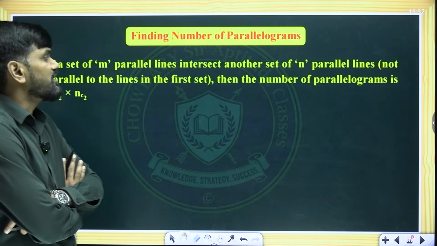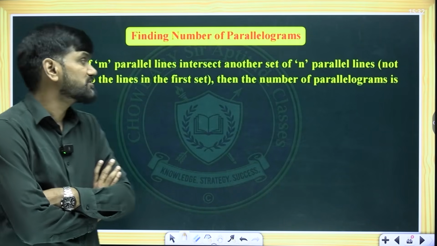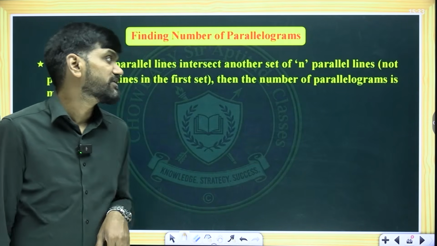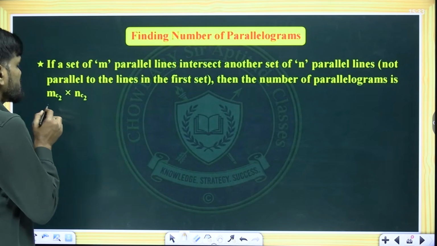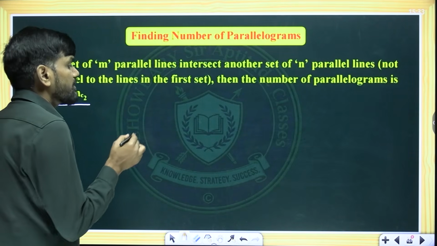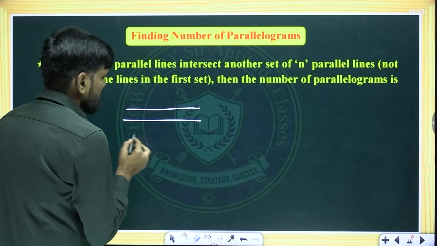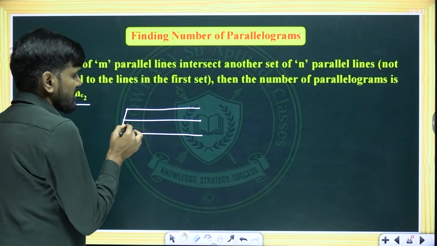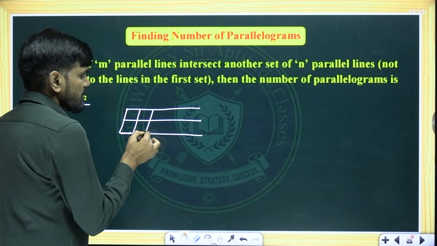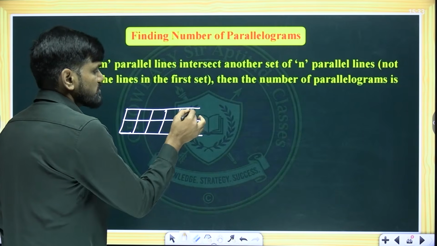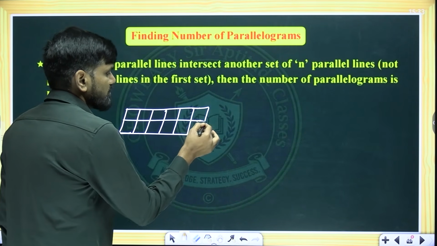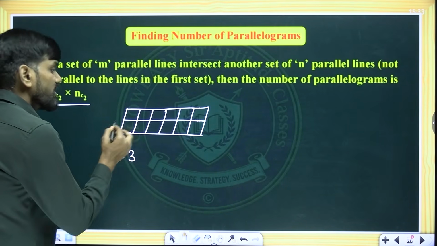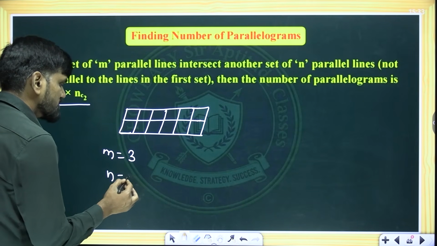So if a set of m parallel lines intersect another set of n parallel lines, not parallel to the lines in the first set, then the number of parallelograms we can form is mC2 into nC2. Meaning, if there are some parallel lines like this, 1, 2, 3, and if those 3 lines are intersecting another parallel lines like this, 1, 2, 3, 4, 5, 6, 7. So if there are m parallel lines, m is equal to 3, intersecting with n parallel lines, that is 7.